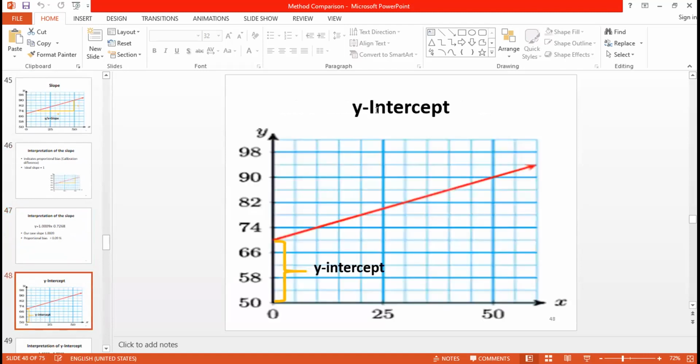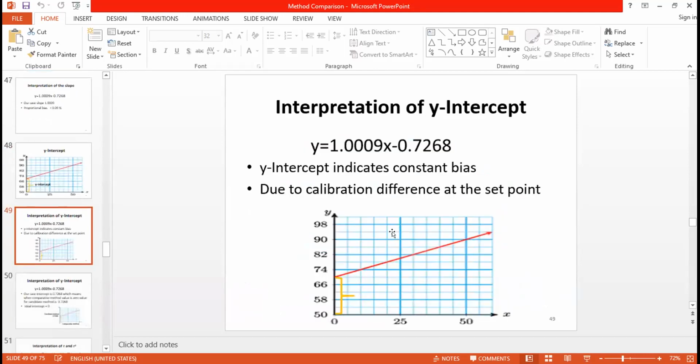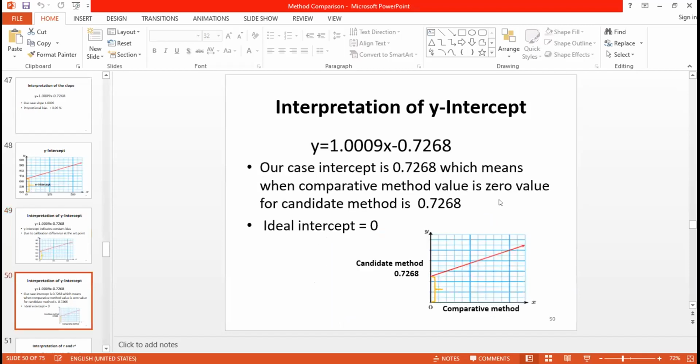What do you mean by the y-intercept? It is the distance between the x-axis and y, where the regression line meets y. And it indicates the constant bias between the two methods. And it is due to calibration difference at the set point. In our case, our intercept was that, which means when the comparative method value was 0, we obtain a value of that much for the candidate method.